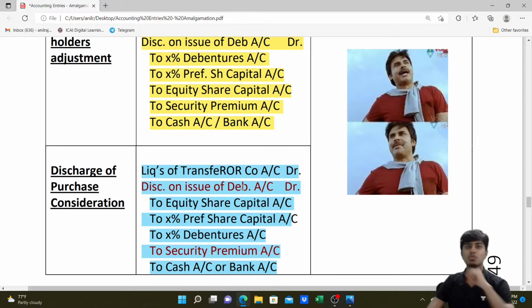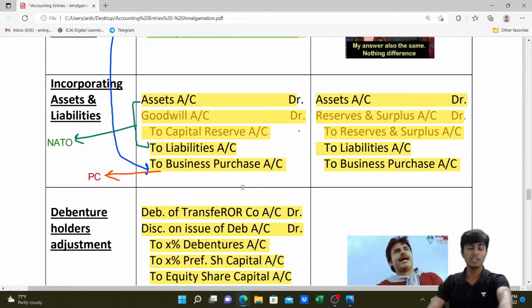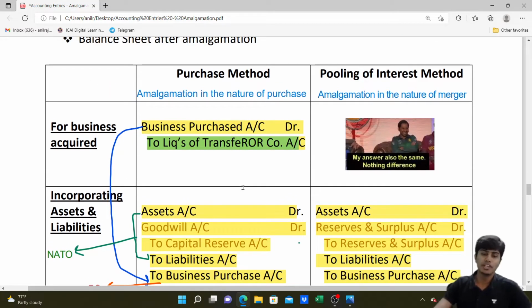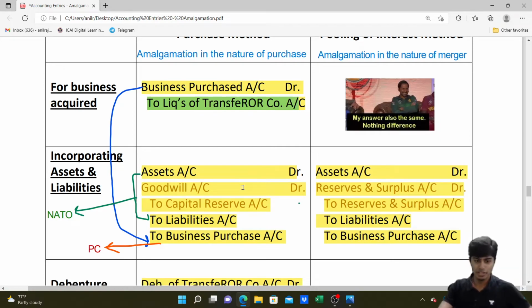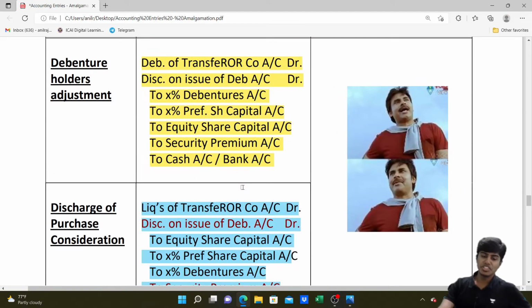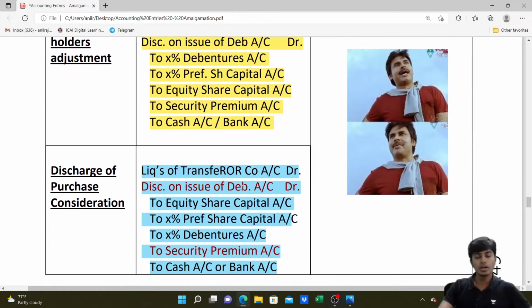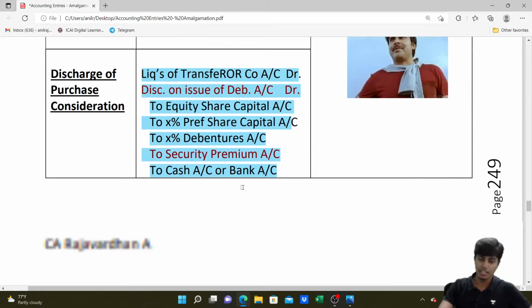The entry difference will be incorporation of assets. If it is purchase method, we write the difference to goodwill or capital reserve, but under the pooling of interest method, it will no longer be written to goodwill or capital reserve. It will be routed to reserves and surplus. Got that? Then, as the debentures are settled, PC review is over. Now we'll go down to adjust a few internal transactions.